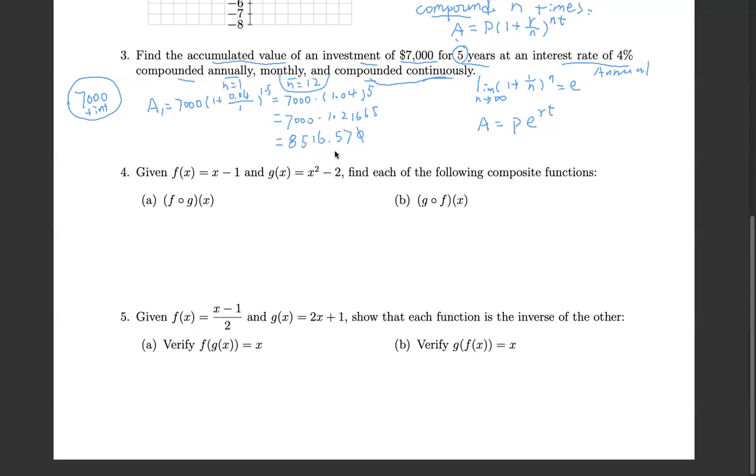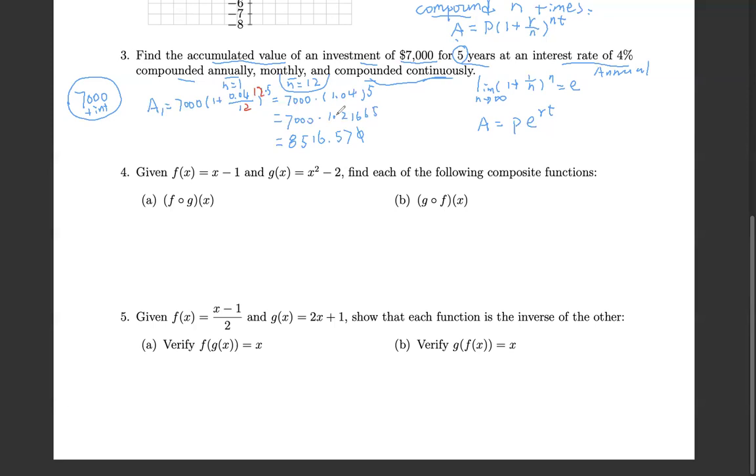For compounded monthly, we just have to change this. Let me use my red color. We just have to change this to 12, because monthly, N equals 12. So then this here is 12 times 5. Then 0.04, let me use my calculator again. 0.04 divided by 12, then plus 1.